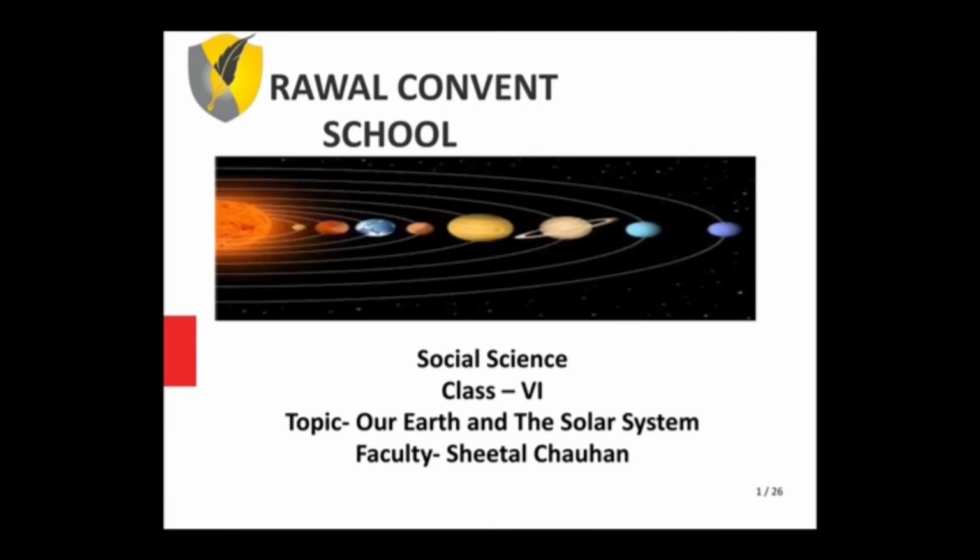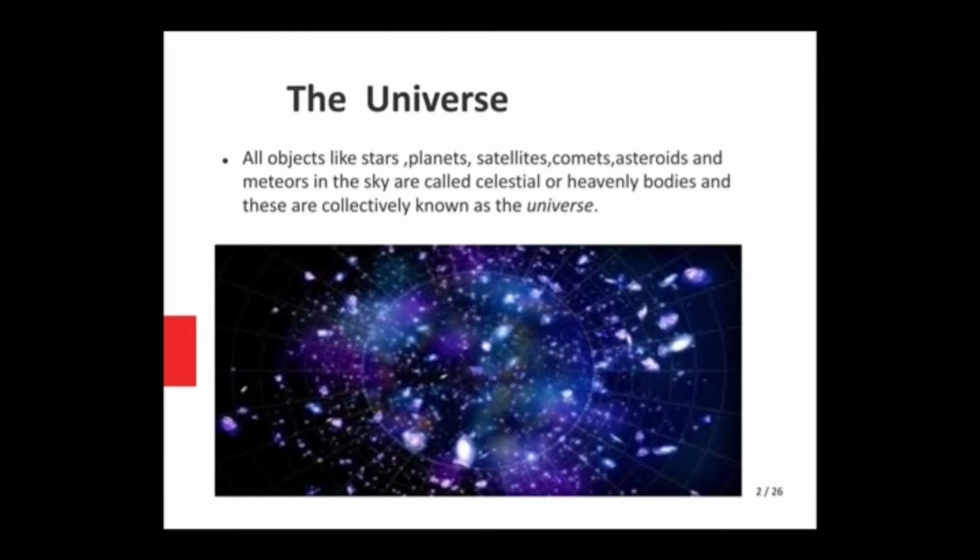Hello students, today we will discuss class 6th Geography chapter 1, Our Earth and the Solar System. Let's start the chapter. First of all, the definition of universe.